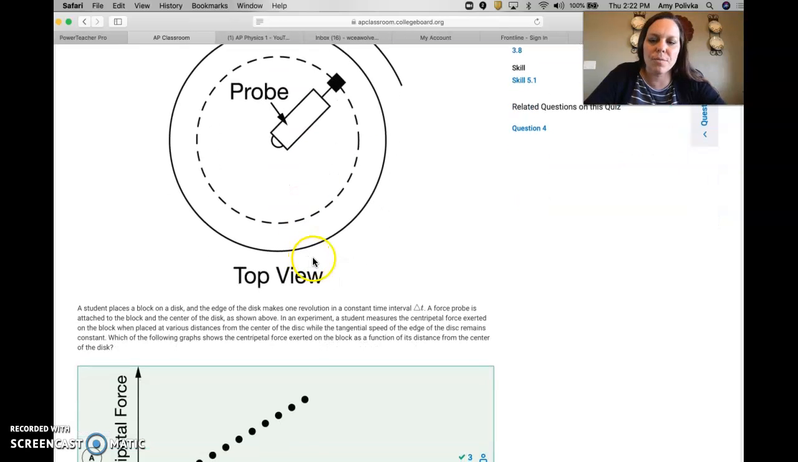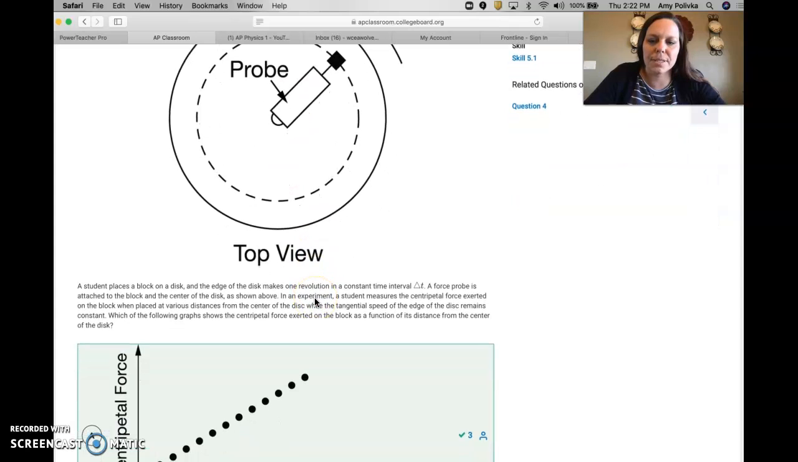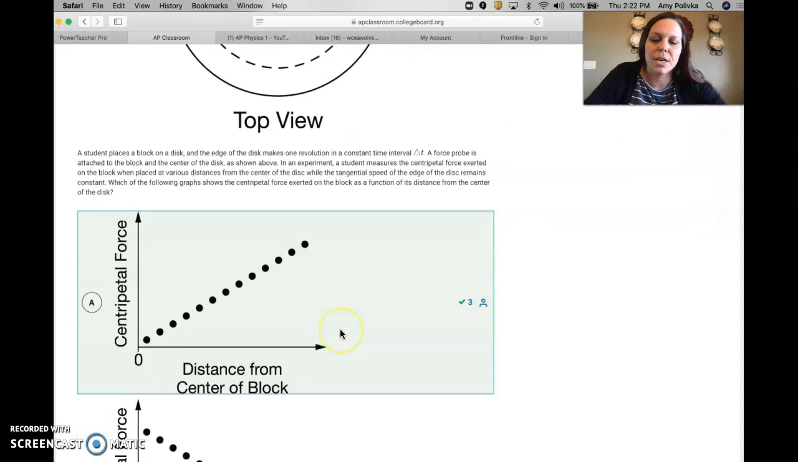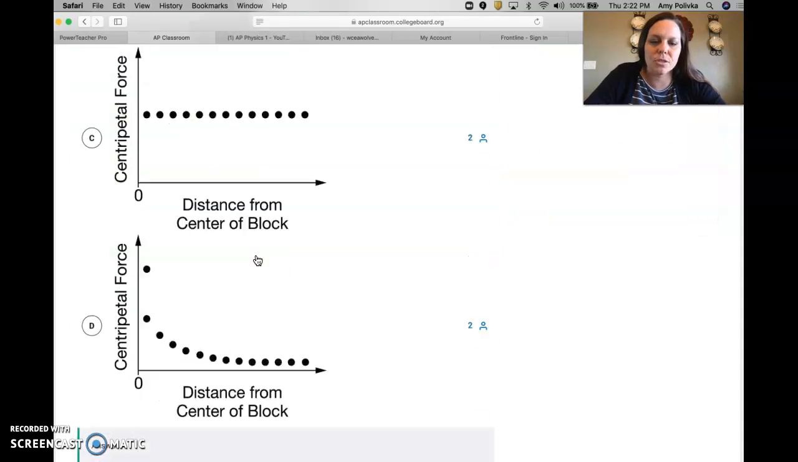So it kind of throws us off when they say it's got a consistent tangential speed. Well, yeah, that's at the edge of the disk. It's going to have a constant speed. But as we move our radius, it also has to adjust. So really, in the end, this is the best answer.